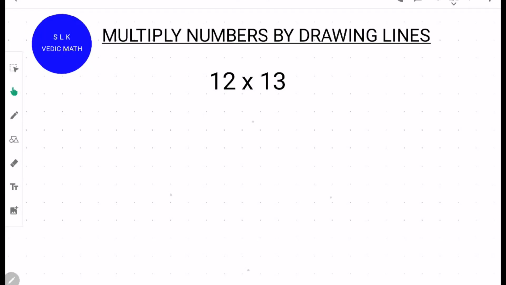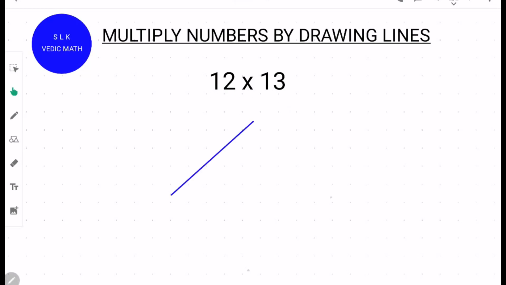Today we're going to learn how to multiply numbers by drawing lines. In some parts of the globe, they use this method in schools. Okay, let's say you want to multiply 12 by 13.